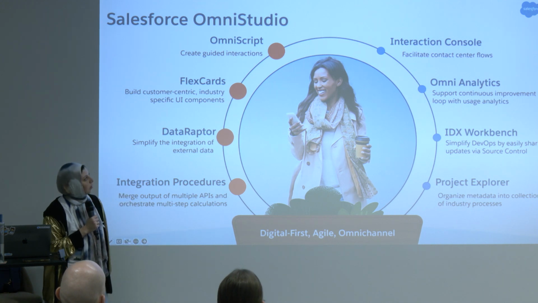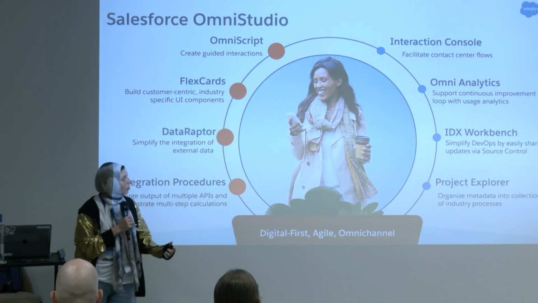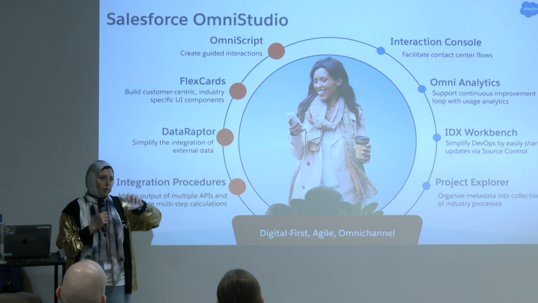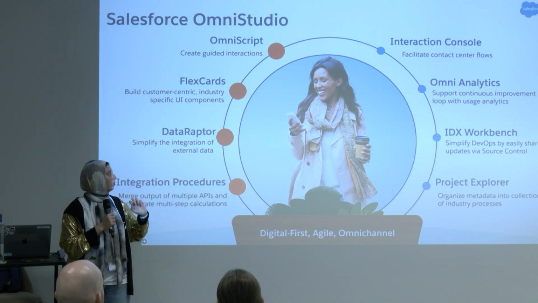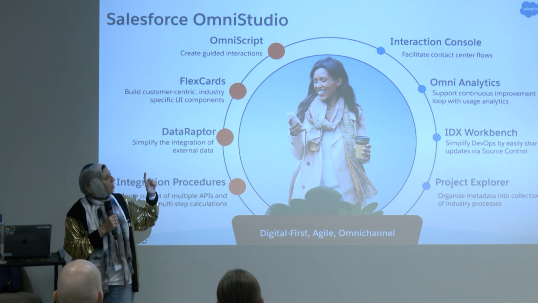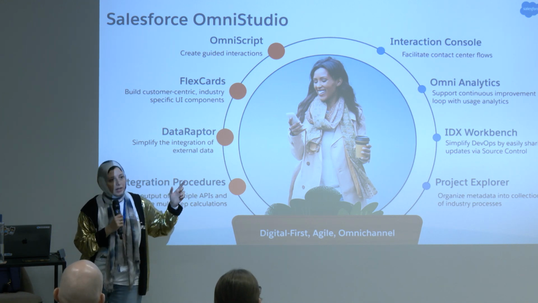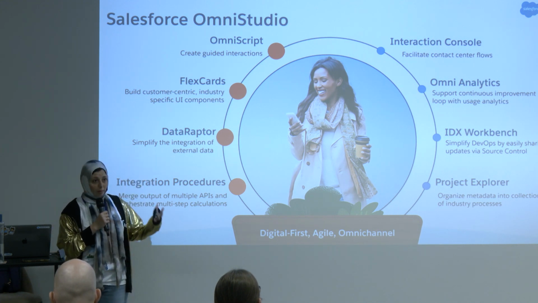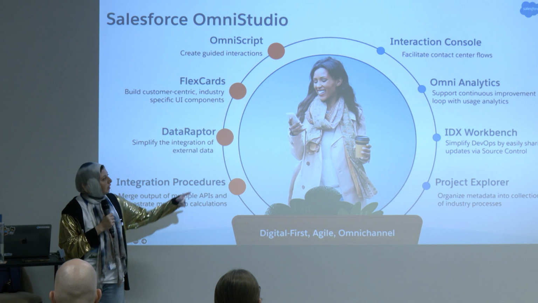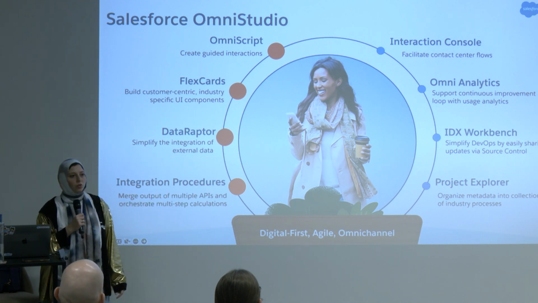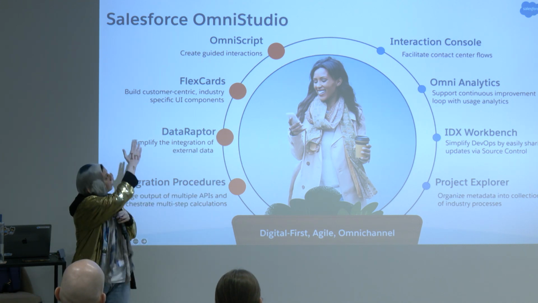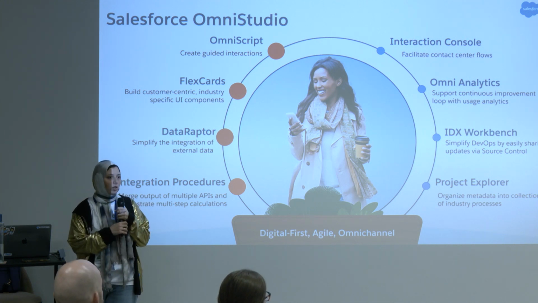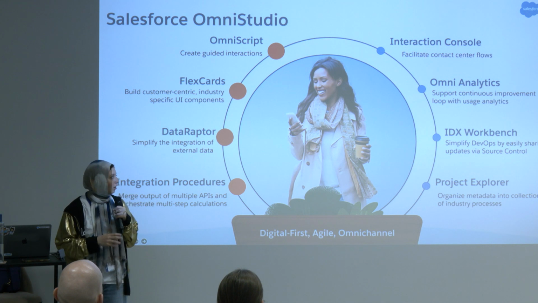The other tools included with OmniStudio: we have Interaction Console, which is basically like the Lightning Console. This is where you drag and drop your components and put them on your screen. Omni Analytics is how you perform analytics on your Flexcards and Omniscripts and check their performance. IDX Workbench is the tool that you use to deploy those components. And Project Explorer is just a way to group your metadata for deployment.